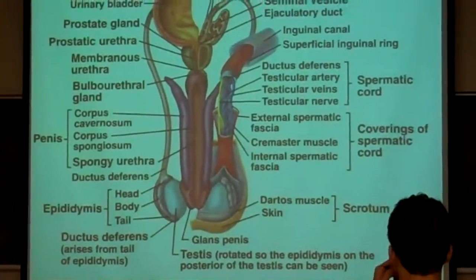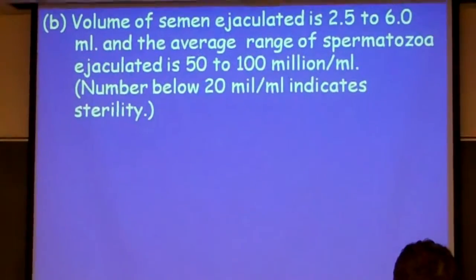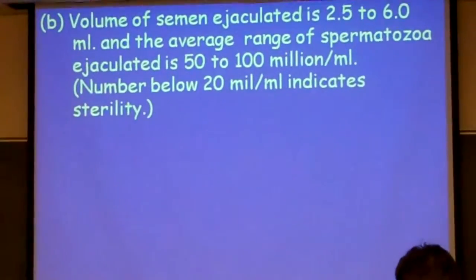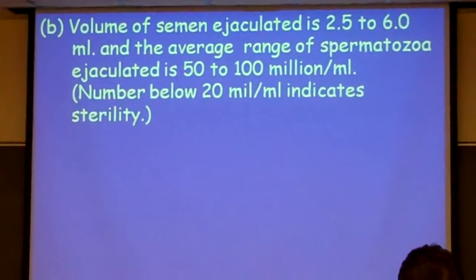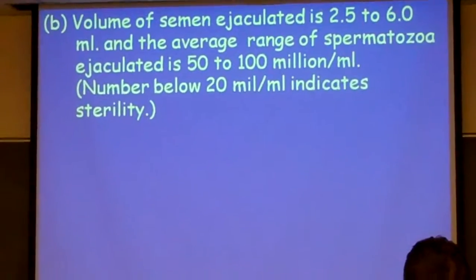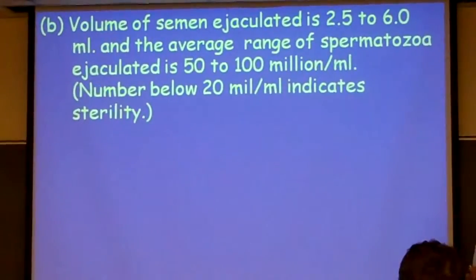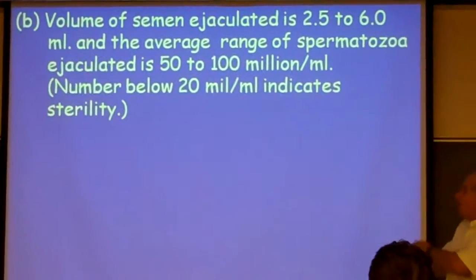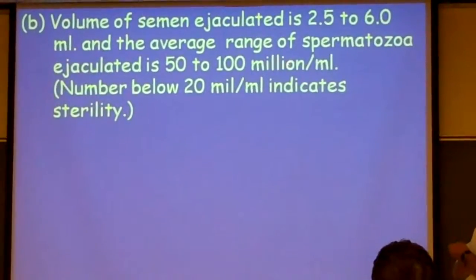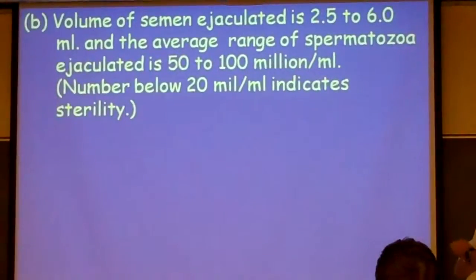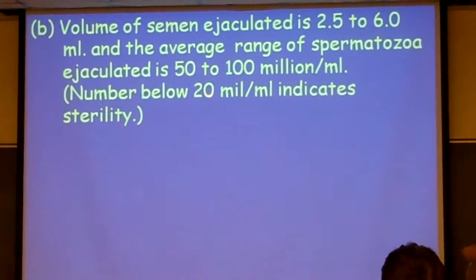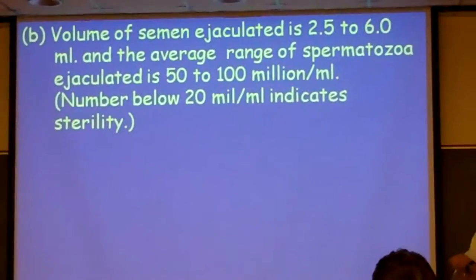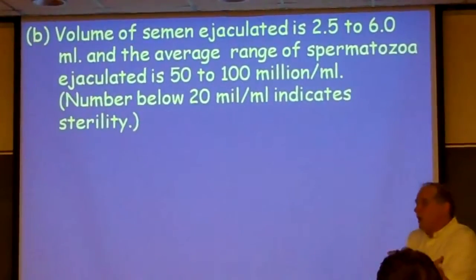So there's that. Now, right here, the volume of semen that is ejaculated is about 2.5 to 6.0 milliliters. And I make a note right here. The number of spermatozoa is normally from 50 to 100 million per milliliter. And they generally say that a number below 20 million per milliliter indicates sterility. And I mentioned that to you a while ago.